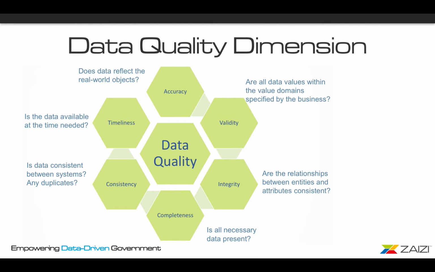What is a data quality dimension? A data quality dimension is a recognized term used by data management professionals to describe a feature of data that can be measured or assessed against defined standards in order to determine the quality of data. The standards are validity, integrity, completeness, consistency, accuracy, timeliness.